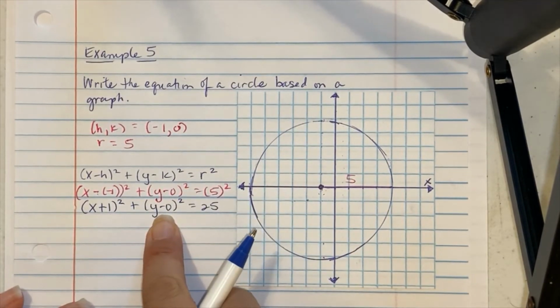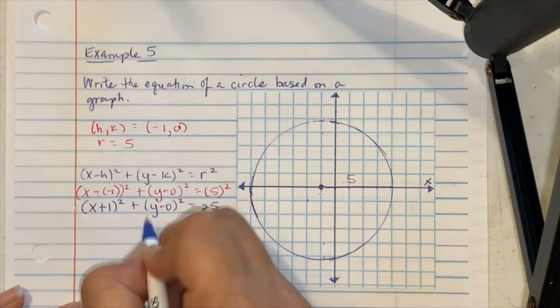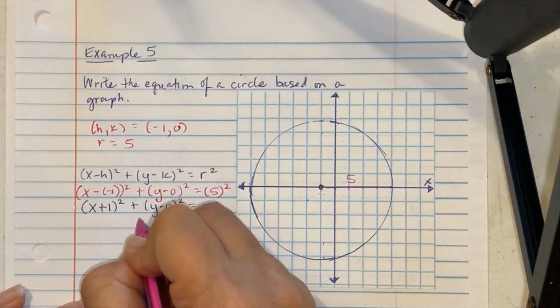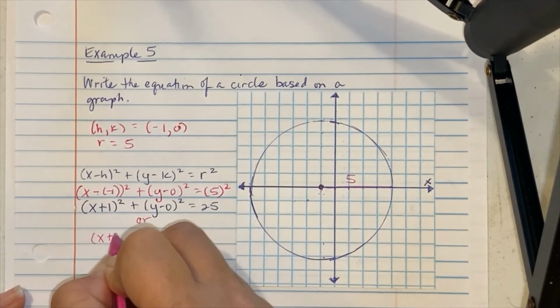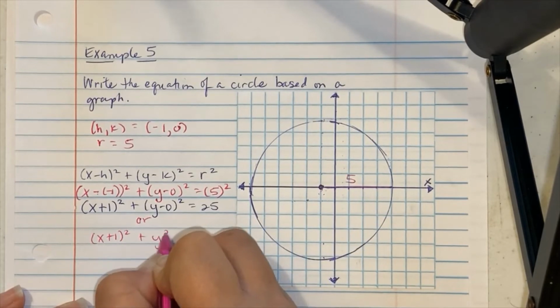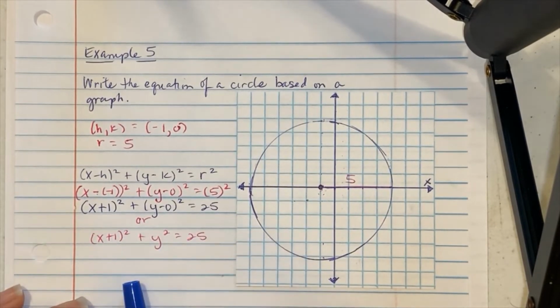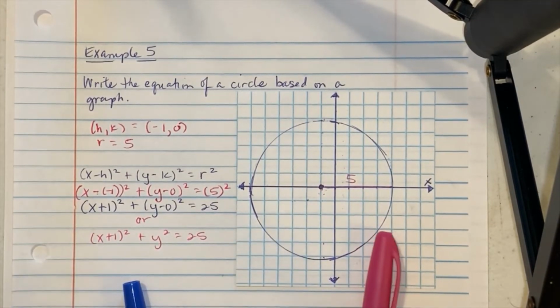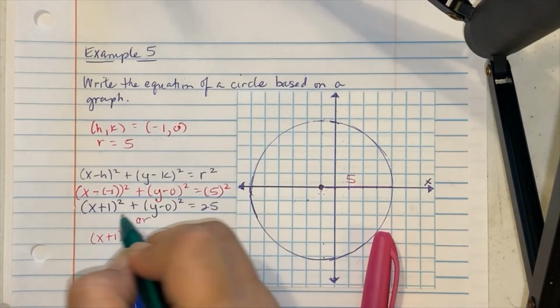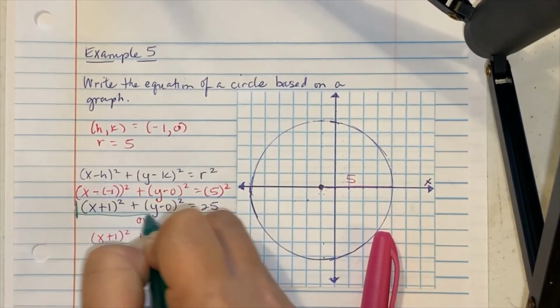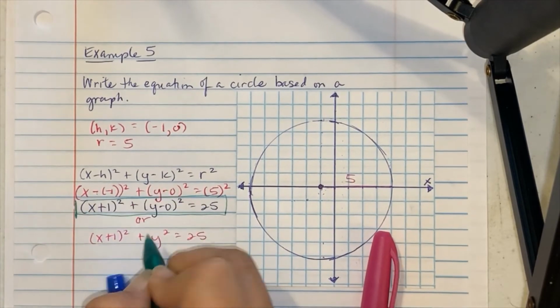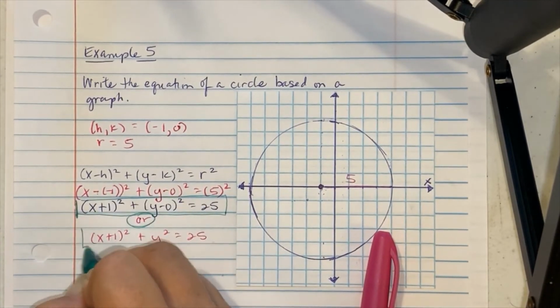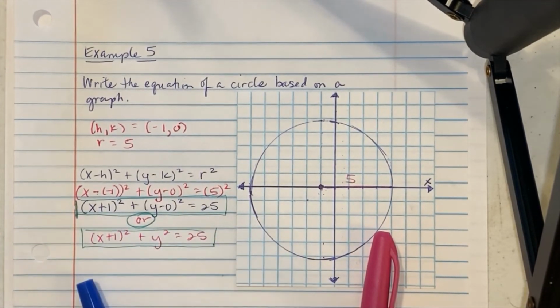You have an option of leaving your equation like this, or x plus 1 squared plus y squared equals 25. You have 2 choices. It could be left like this one. And then remember I wrote the word or, this one.